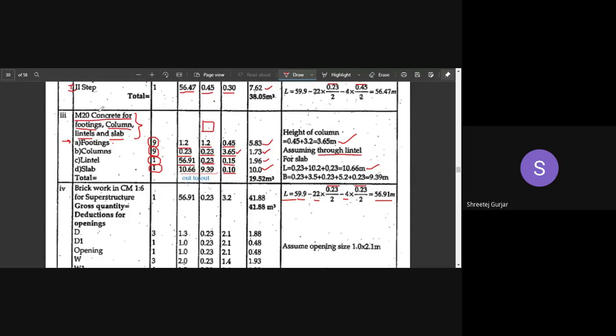So this is how you calculate your M20 concrete for footing, columns, lintel and slab. I hope it is clear. If you have any doubts, you can let me know for the calculation of M20 concrete.